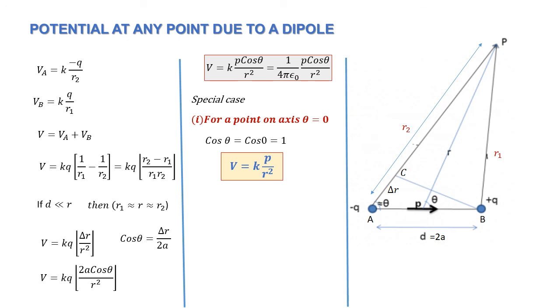For a point on the equatorial line, which is perpendicular to AB, if you take a point on the equatorial line, theta will be 90 and you know cos 90 is 0. Theta is 90 and cos 90 is 0, therefore the potential will become 0.